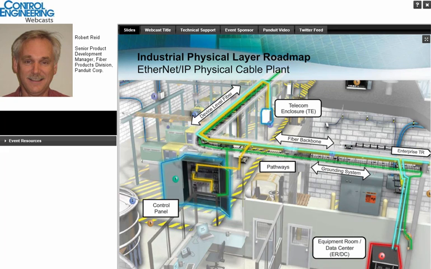Dialing it to a physical cable plant from this reference architecture, and this is just a high-level roadmap of an Ethernet IP physical cable plant. I'm going to start to talk about some of these acronyms that you'll see in the standards: a telecom enclosure, a TR, telecommunications rooms, pathways. They're covered in different standards, grounding and bonding, an equipment room that functions as a mini data center for the enterprise and for the industrial space, control panels, pathways. These are the elements of the physical cable plant that support an industrial automation network.